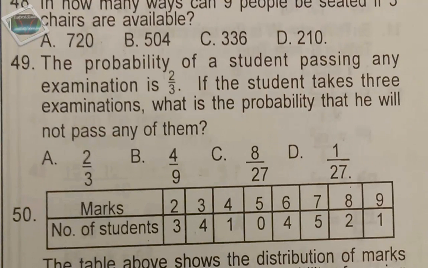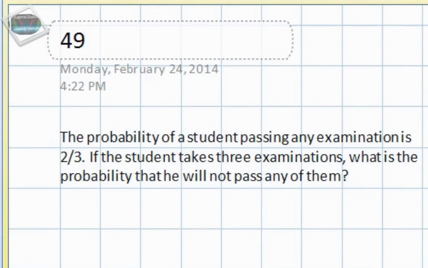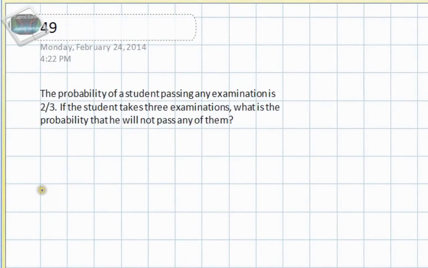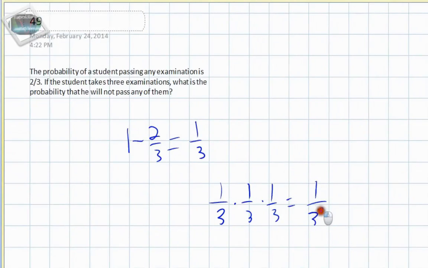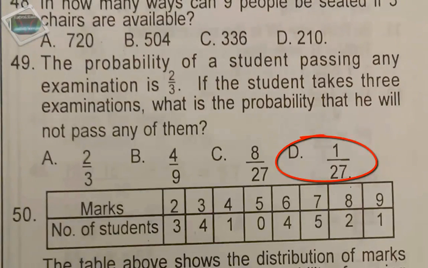Okay, so here we have question 49, and it says the probability of a student passing any examination is 2/3. If the student takes 3 examinations, what is the probability that he will not pass any of them? So what we have to do here is first figure out what is the probability of the student not passing an examination. Okay, so this is a fraction which is out of a whole, right? So 1 minus 2/3 should give us the other possibility that the student does not pass. So that's 1/3. And then the student is taking 3 examinations and not passing any of them. So what you're going to do is take 1/3 times 1/3 times 1/3. So this is just 1 over 3 cubed, which is equal to 1 over 27.